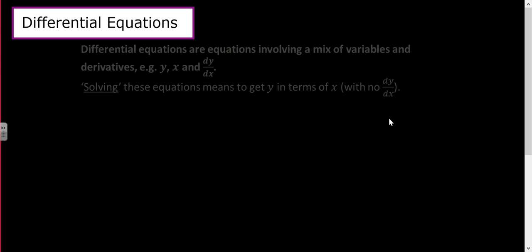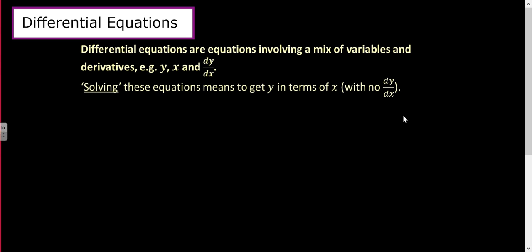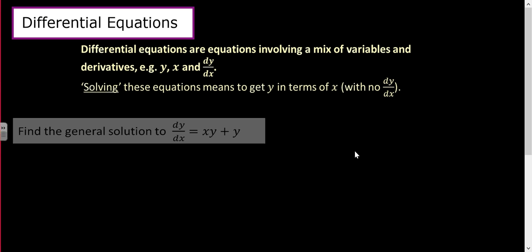Now, differential equations are obviously a little bit more complicated than that. You've been doing the basic ones so far. But differential equations can be defined like this: they are equations involving a mix of variables and derivatives. So in the most basic terms, y, x, and dy by dx. And to solve these equations, basically, you're getting y in terms of x. You're getting rid of the dy by dx. How do you get rid of dy by dx? Through integration. So here is an example.